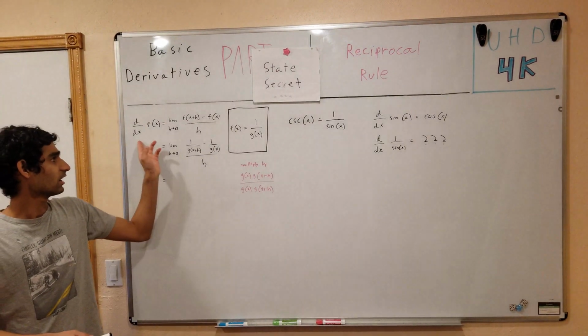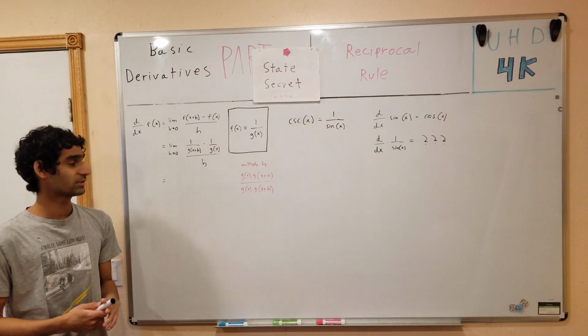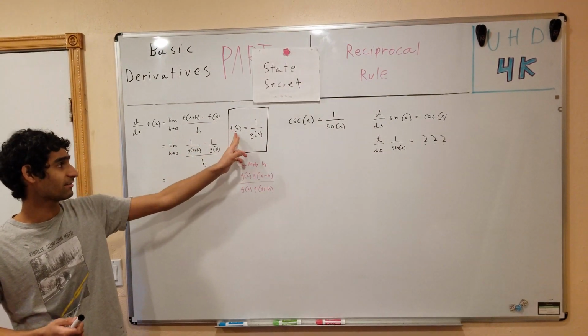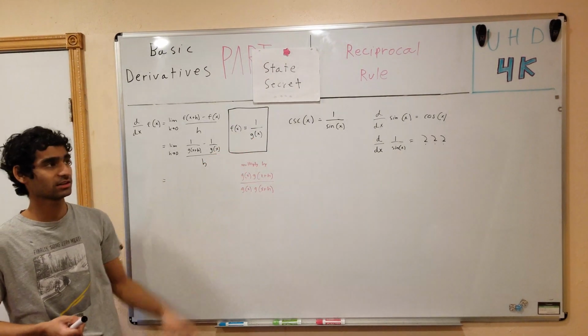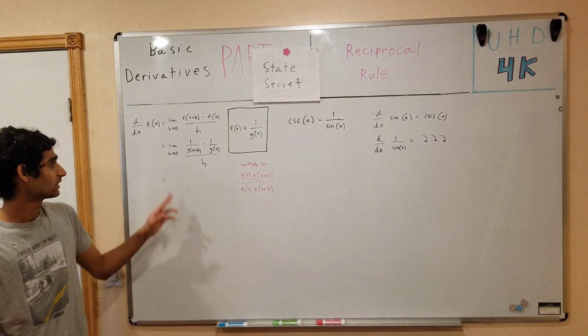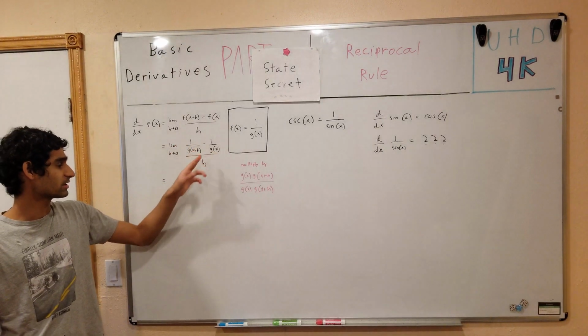Let's find out. Up here I've got the standard limit definition of the derivative. And over here I'm going to set f of x equal to 1 divided by g of x, where f of x is the reciprocal of g of x, vice versa. I have replaced f of x with 1 over g of x.